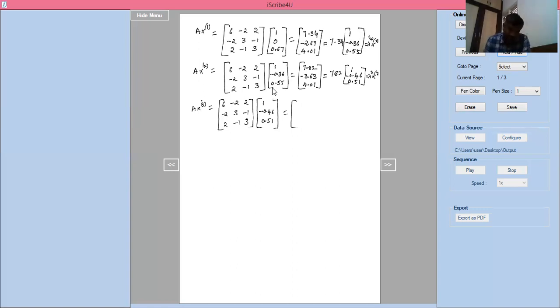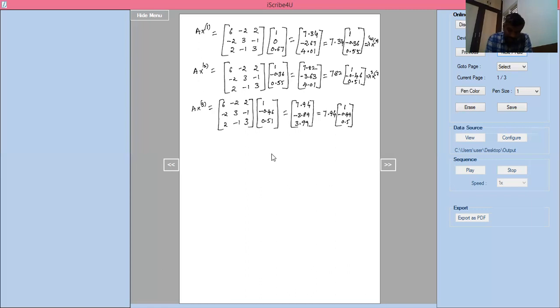If you add this, you will get 7.94. Then the second row: minus 2 into 1, 3 into minus 0.46, minus 1 into 0.51, which gives minus 3.89. The third row with this column gives 3.99. Now I take out 7.94, and we get 1, minus 0.49 and 0.5.